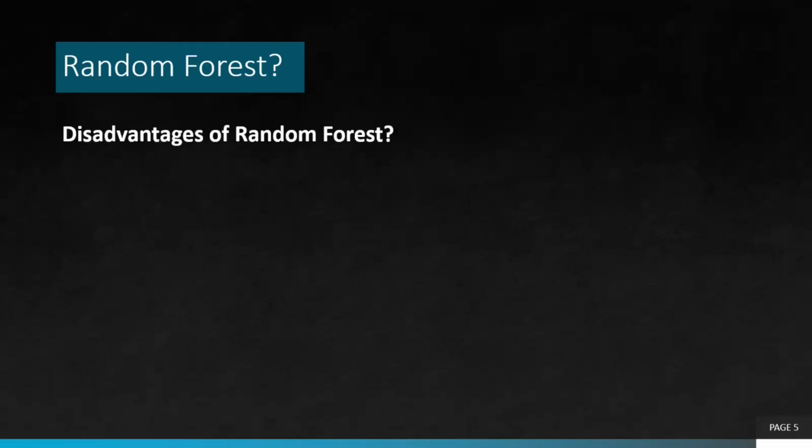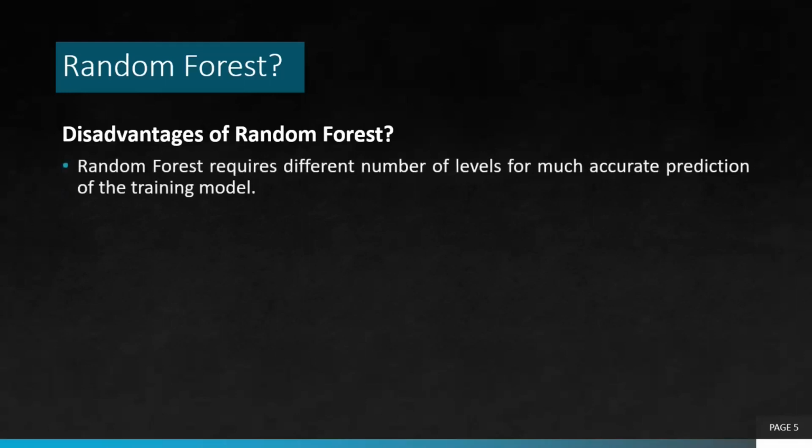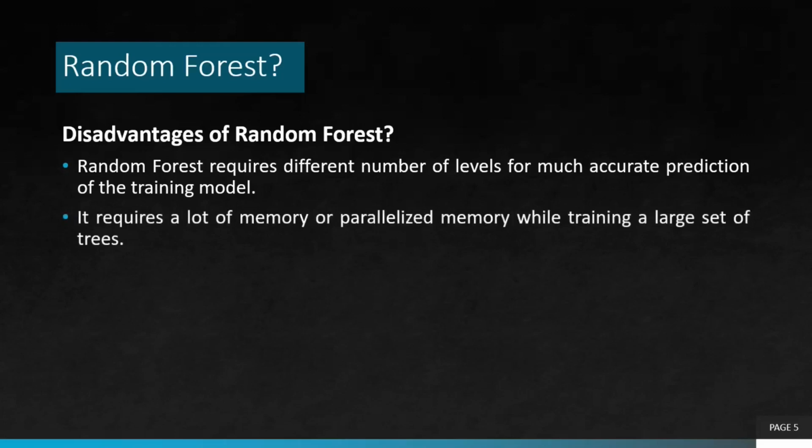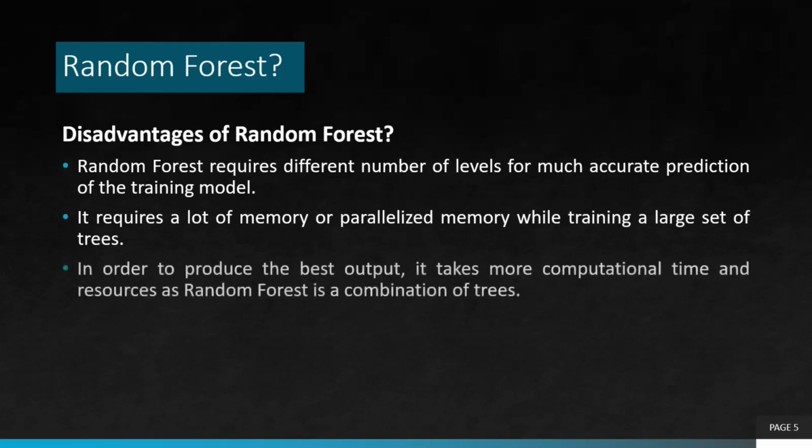So now let's see the disadvantages of random forests. The first one is that random forest requires a different number of levels for more accurate prediction of the training model. It requires a lot of memory or parallelized memory while training a large set of trees. Then we have another disadvantage, which is that in order to produce the best output, it takes more computational time and resources, as random forest is a combination of trees.